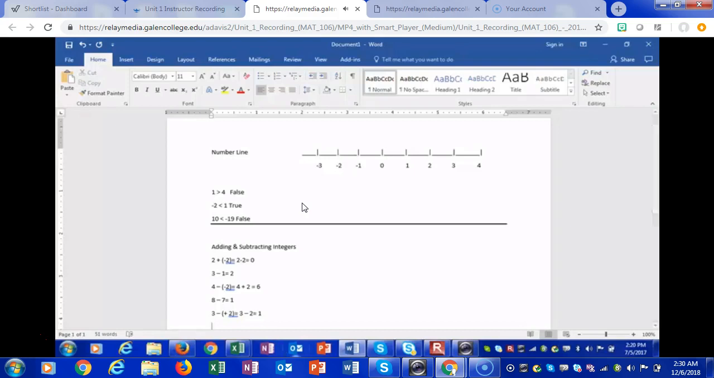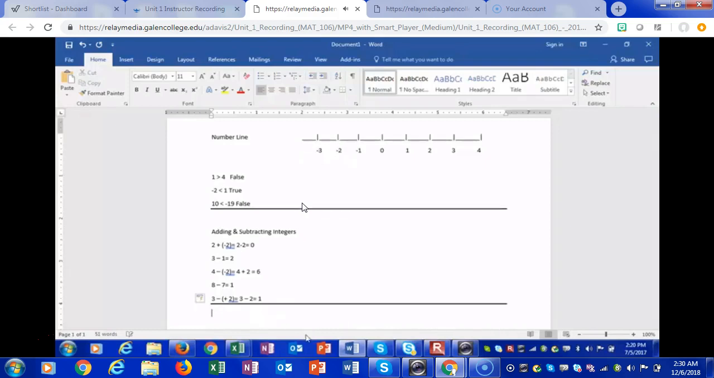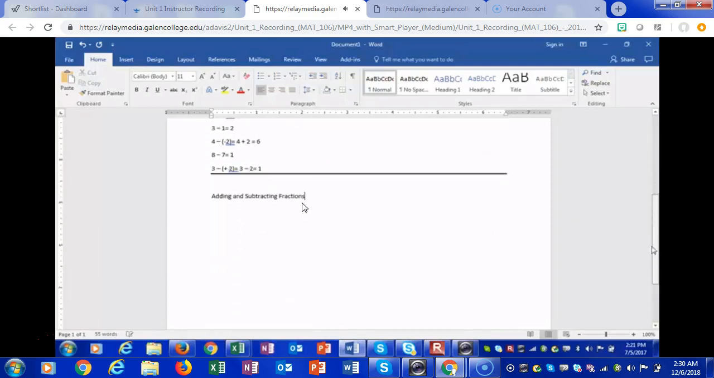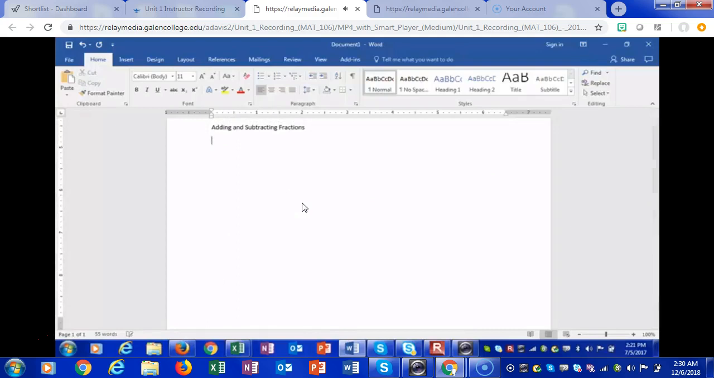Okay? Now, let's talk about adding and subtracting fractions. All right, adding and subtracting fractions. The way I will be writing them is left to right form, but it's the same thing. 1/2 plus 1/2. So you have one whole orange.